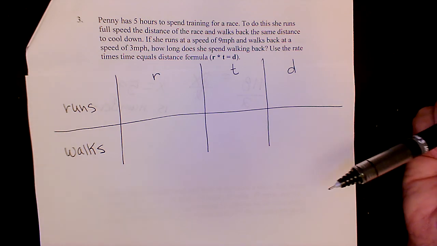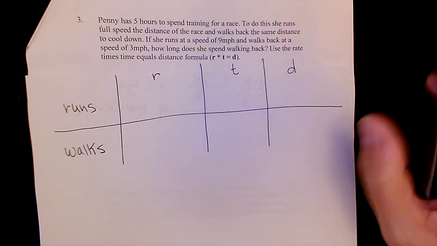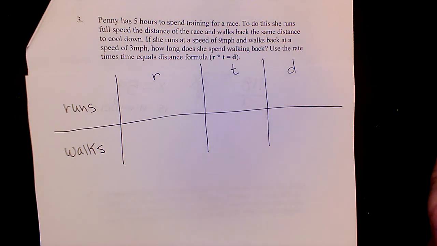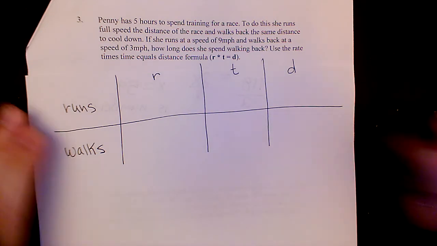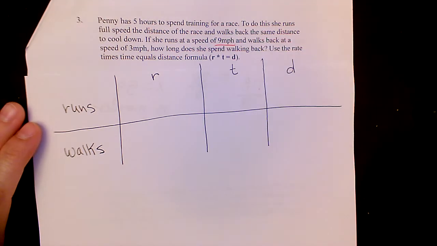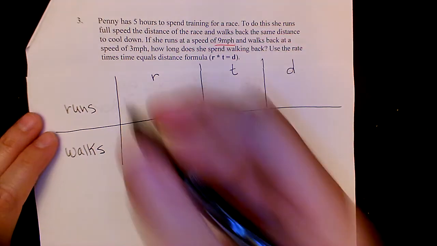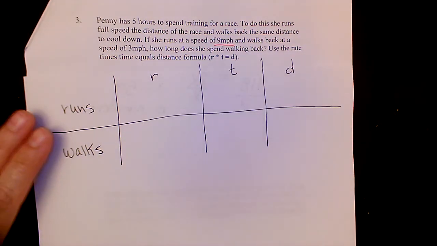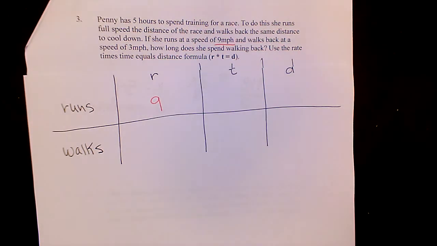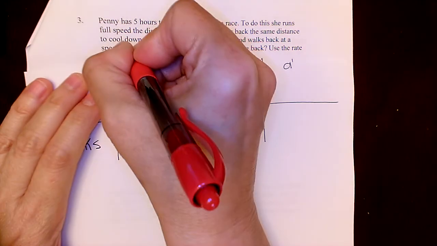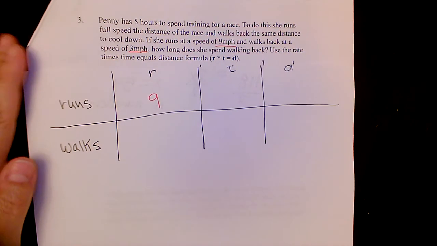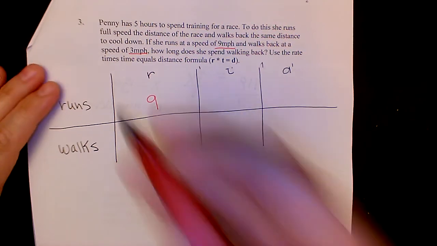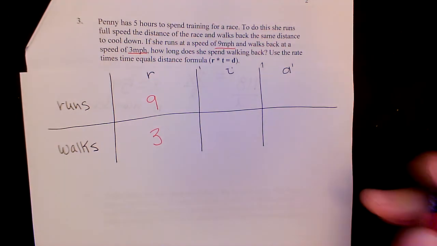So let's see, if you read through the problem, do we see how fast she is running? Do you see her speed? And I see it right here. 9 miles an hour for running. Okay. So I'm going to put a 9 there. Do we see how fast she's walking? I see 3 right here. So she's walking 3 miles an hour.